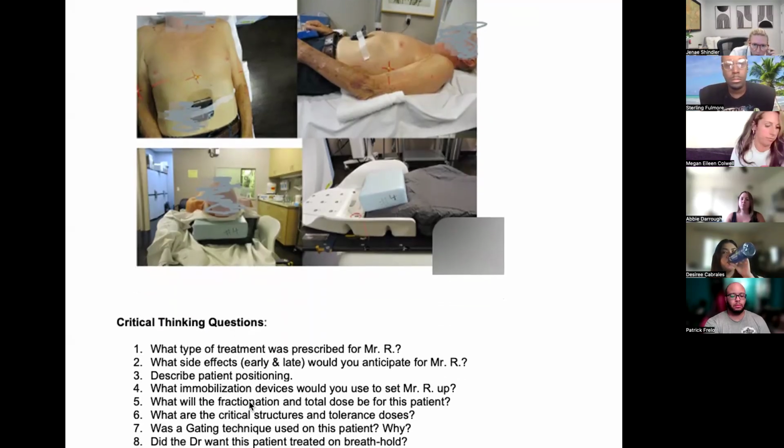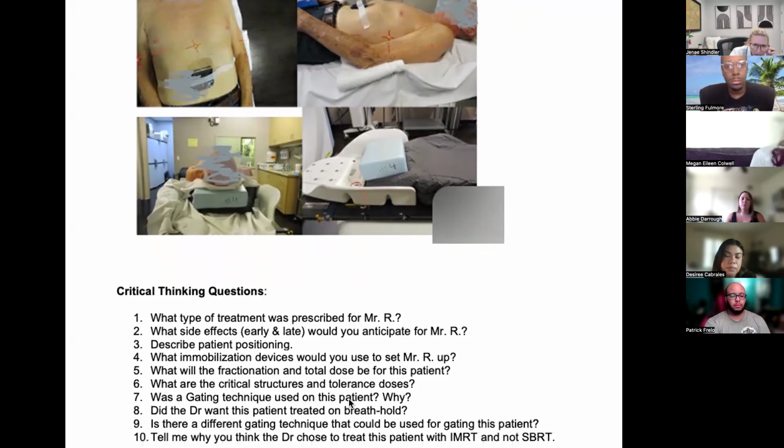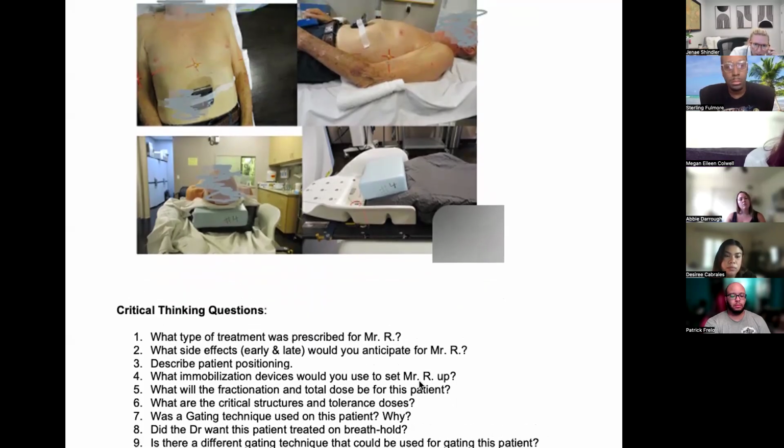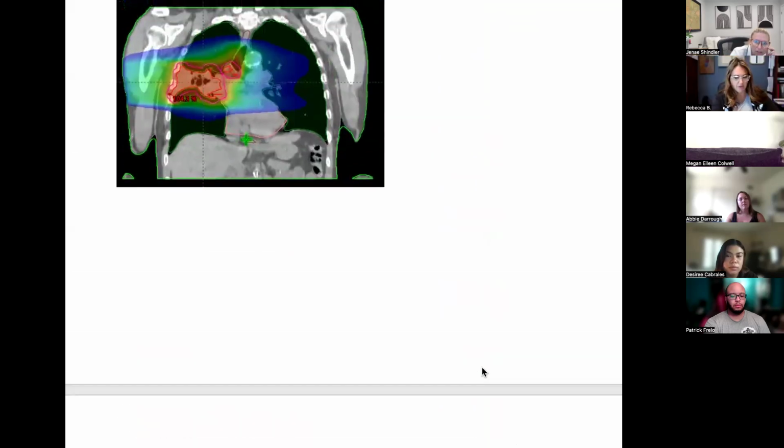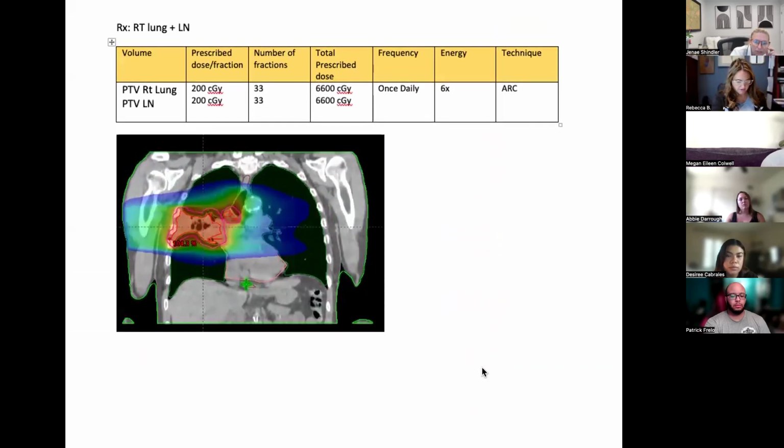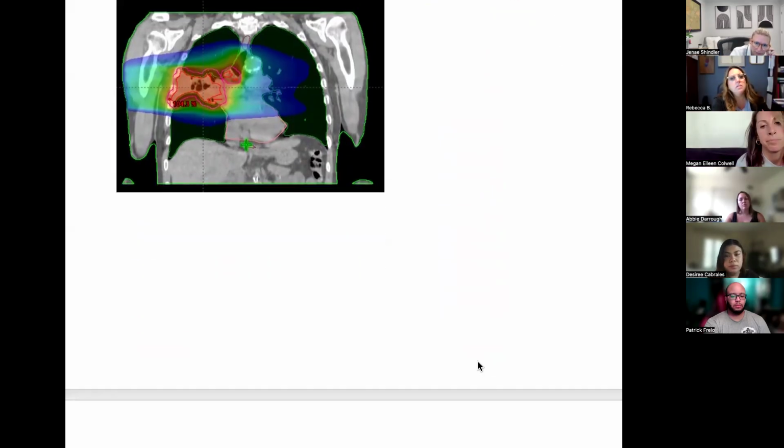Rebecca, what is the fractionation and dose for this patient? On the right lung, it's 200 centigray over 33 fractions for a total of 6,600, and the same for the lymph nodes. Okay, good.